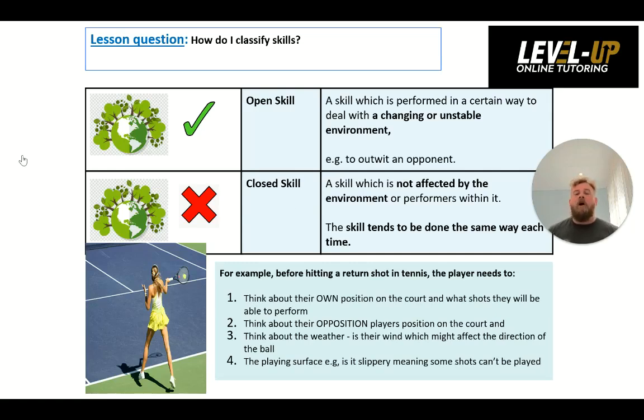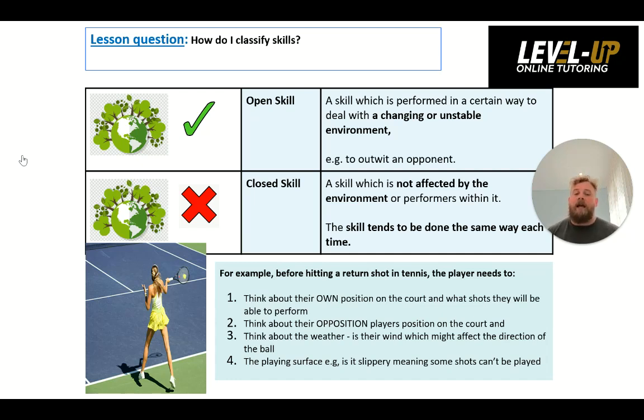Open skills: a skill which is performed in a certain way to deal with a changing or unstable environment, for example, to outwit an opponent. Closed skills: a skill which is not affected by the environment or performers within it. The skill tends to be done the same way each time.